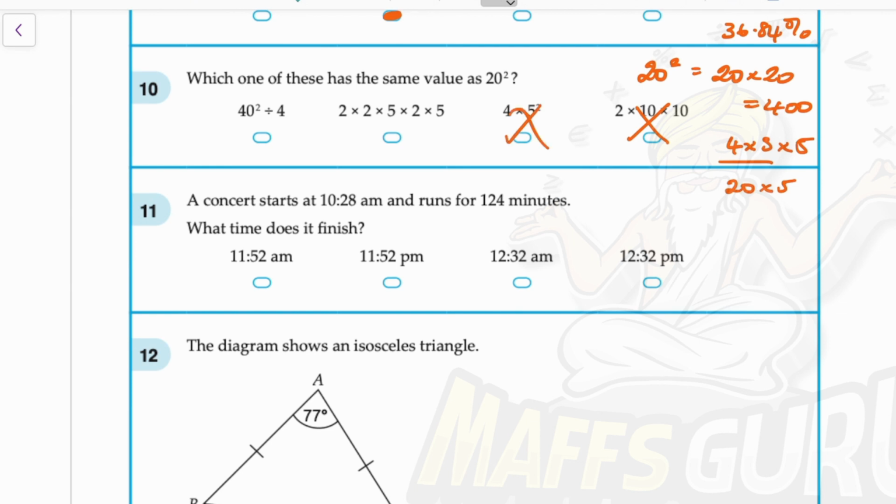40 squared is 1600, right? Now, how do I know that? Because it's 40 times 40, which when I divide that by 4, will actually give me, well, there we go, believe it or not, 400. That there is the correct answer.